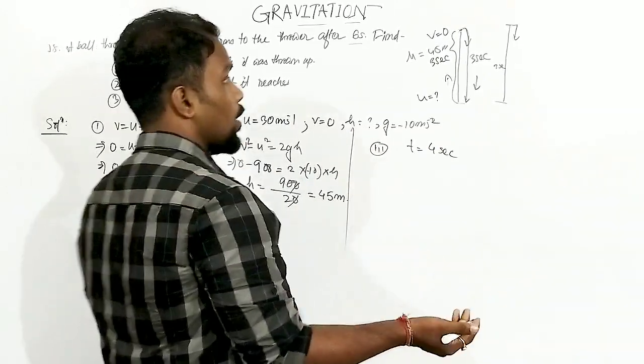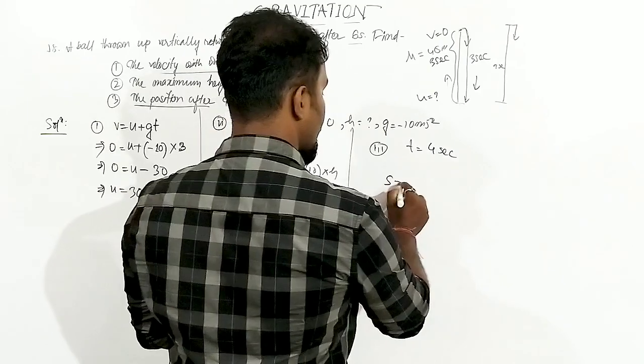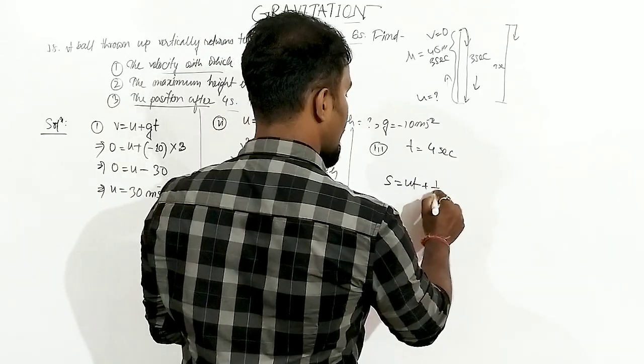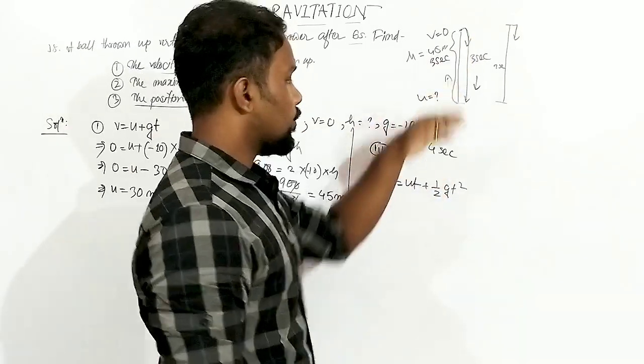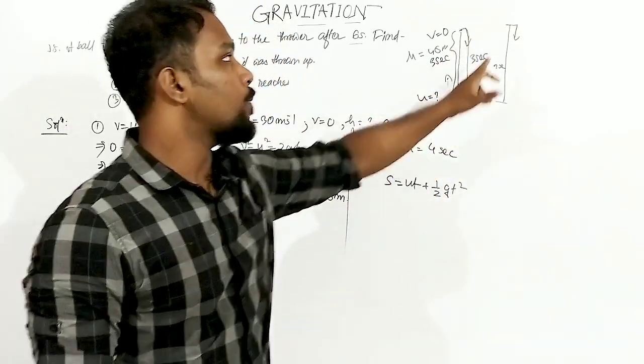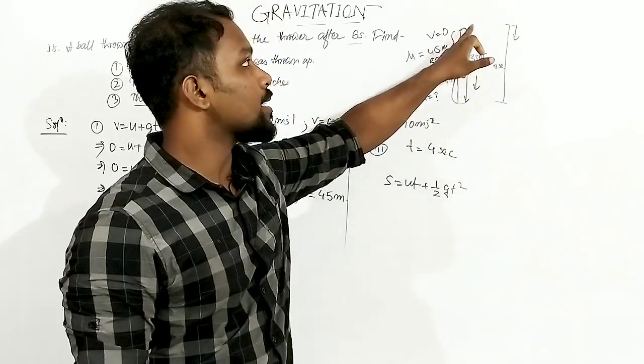Whenever you have to calculate the position, we will use the relation ut plus half of gt square, since the condition is going to be satisfied only for 1 second, and in that 1 second it will start falling.